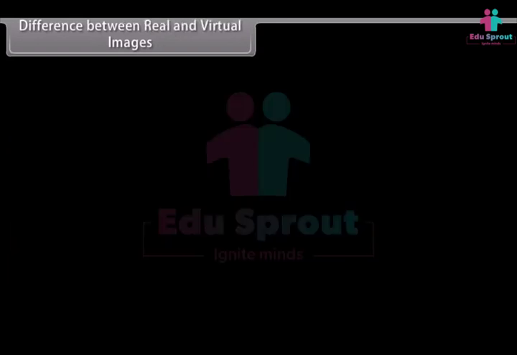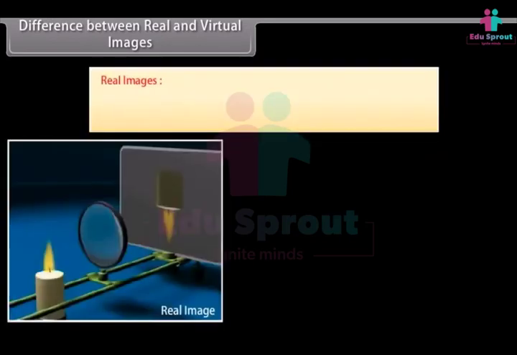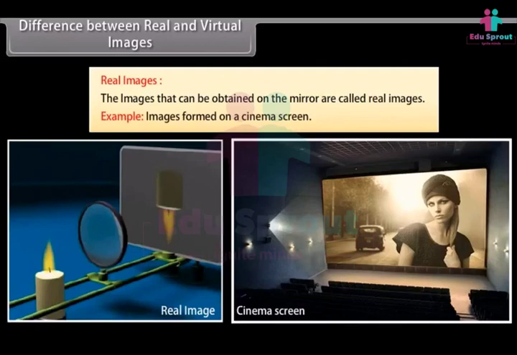Difference between real and virtual images. Real images. The images that can be obtained on a screen are called real images. Example. Images formed on a cinema screen. It is formed by a concave mirror.